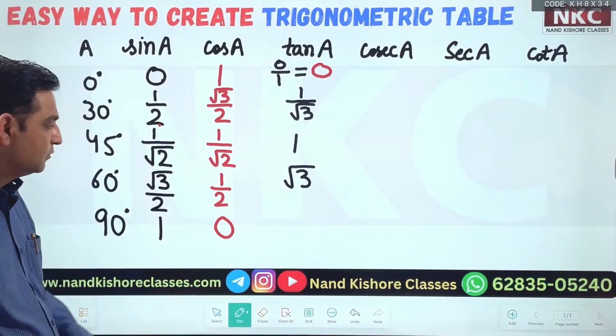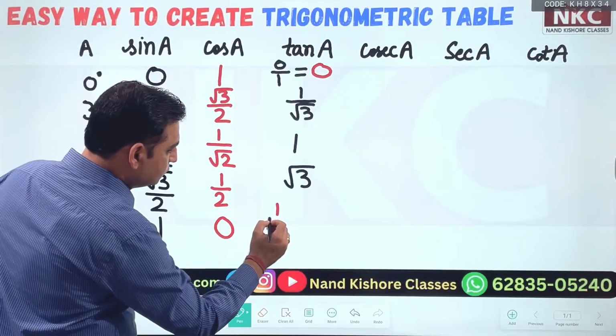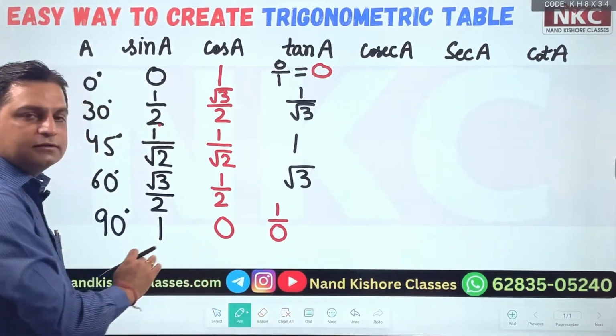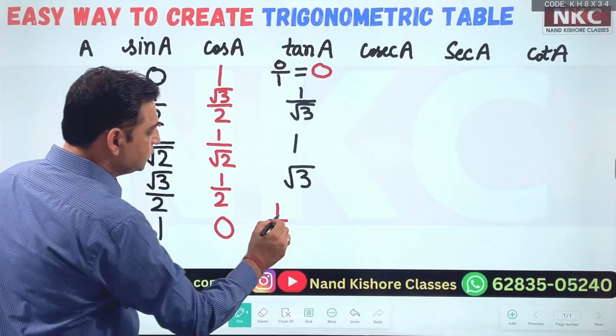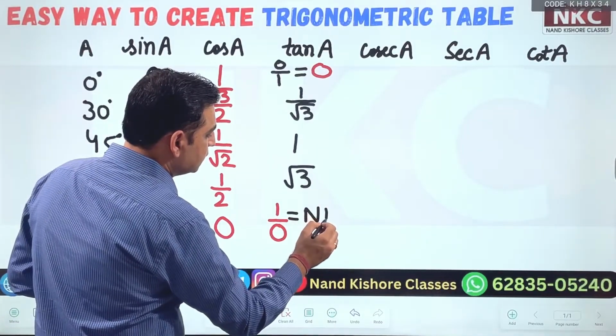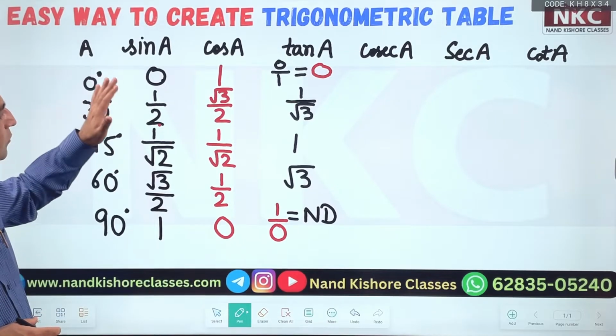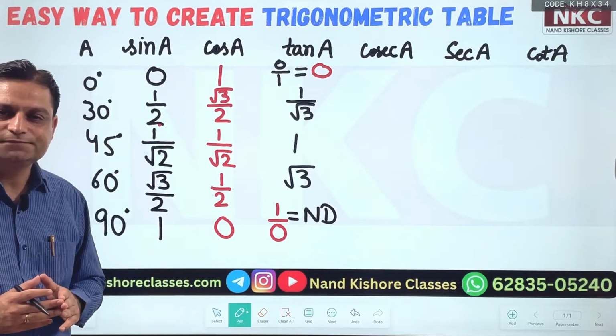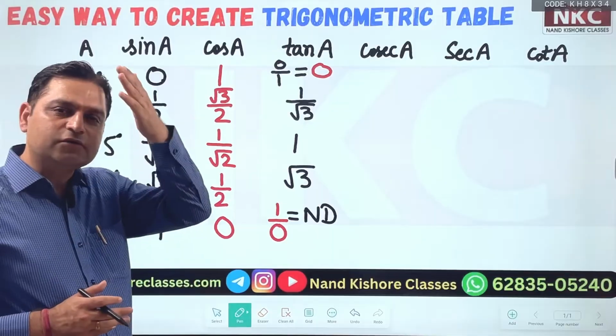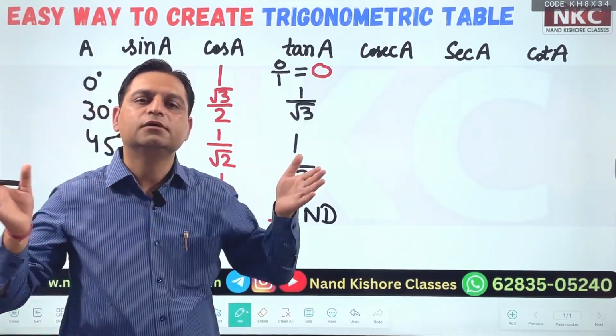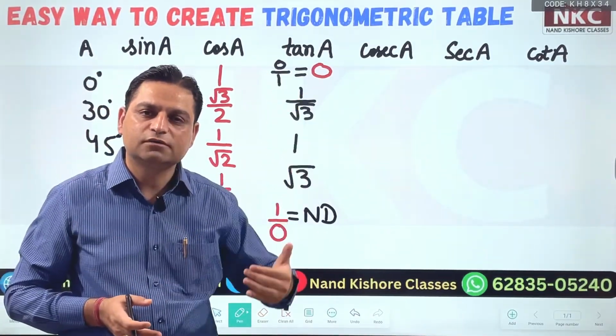And at the end, see, it is 1 over 0. If you check carefully, this is 1 over 0, which we say is not defined. I am writing ND for not defined. Please check the table very carefully. What we did: firstly we wrote the sine column, then the cos column. Division of them gives me the third column.